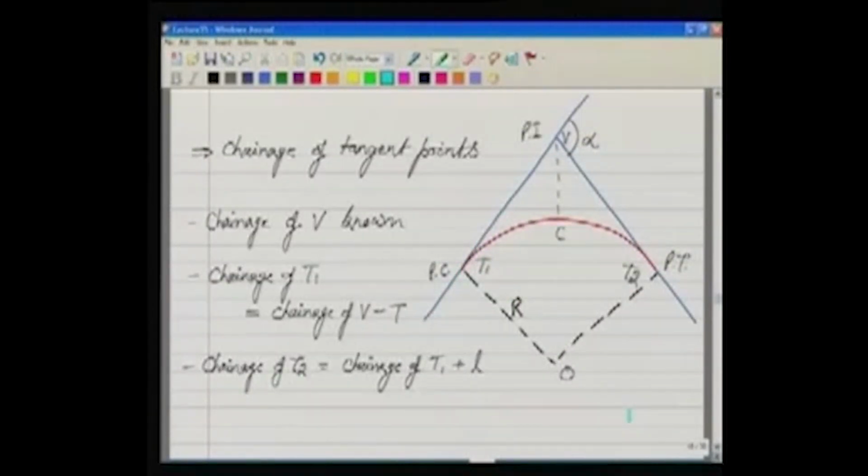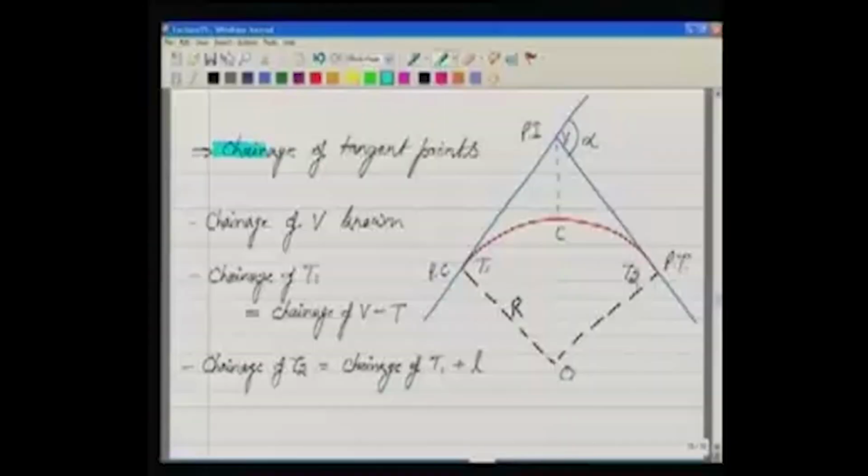Then some more things about the curves. Why are we discussing all these things? Because we will need all these terms and definitions when we are setting out the curve. Our main aim today is to set out a curve on the field, so before setting out, we have to do some computations, and all these things will be required there.